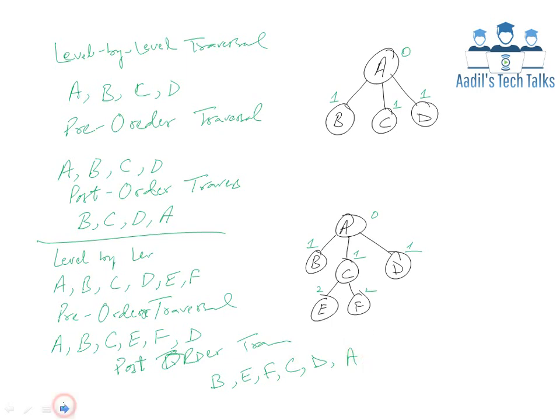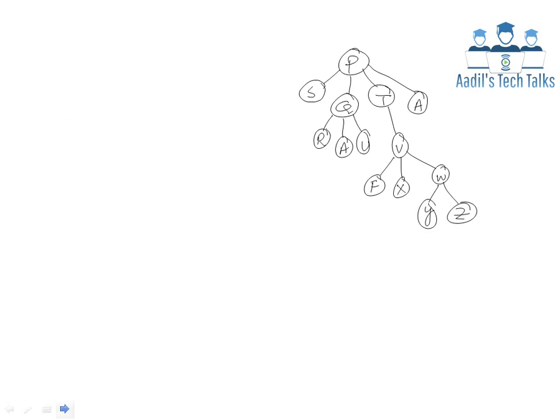Okay guys, now consider this tree. Now this is a bit complex tree. First of all, assign level numbers 0, 1, 1, 1, 1. Now the level number of R is 2, 2, 2, and V's parent is T, so 1 plus 1 is 2, 3, 3 and 3, 4 and 4.